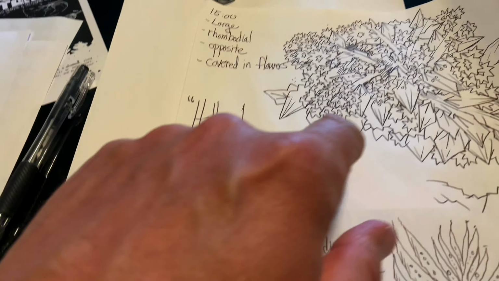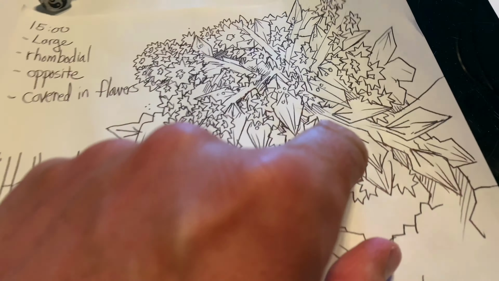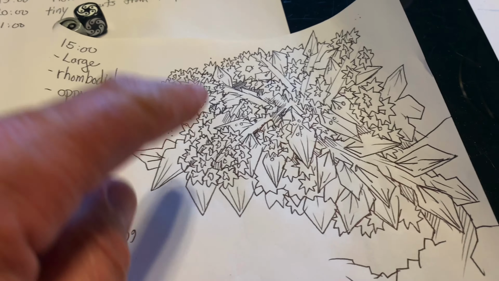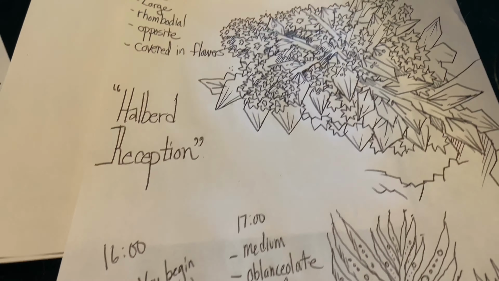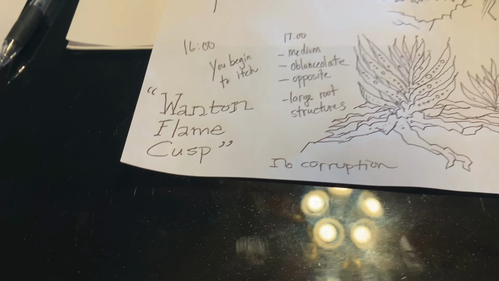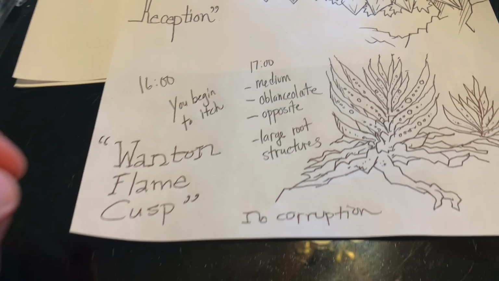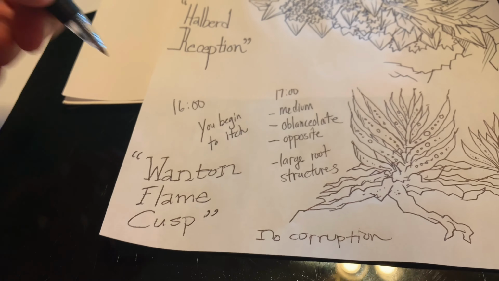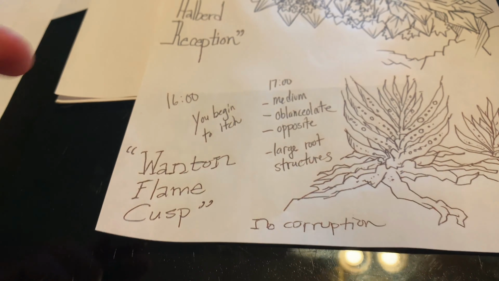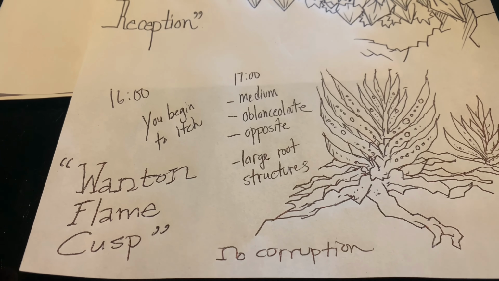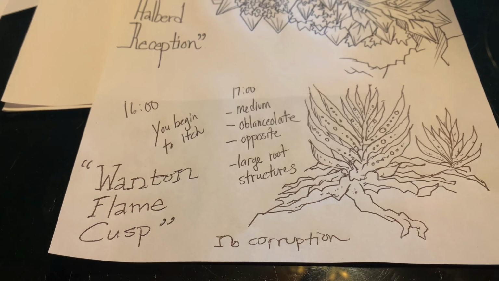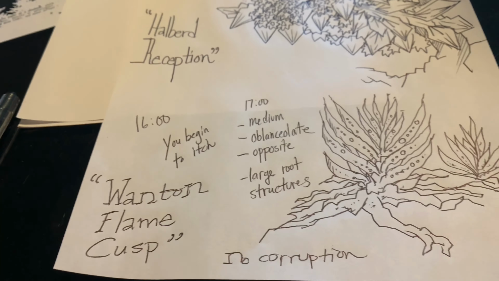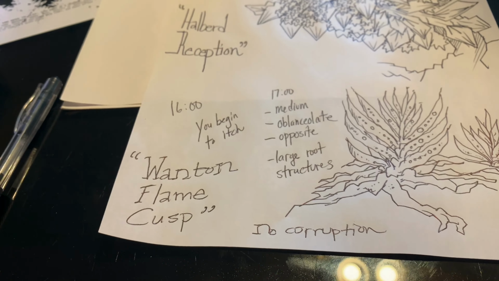although I didn't really do too good of a job. Maybe in here I showed that, but there it is. The more I worked on it, the less happy I was with it. And then finally, we found the Wanton Flame Cusp, which is a medium-sized oblanceolate, opposite large root structures. Was there not? I thought there was one more I had to draw. Was that it? I think that was it.